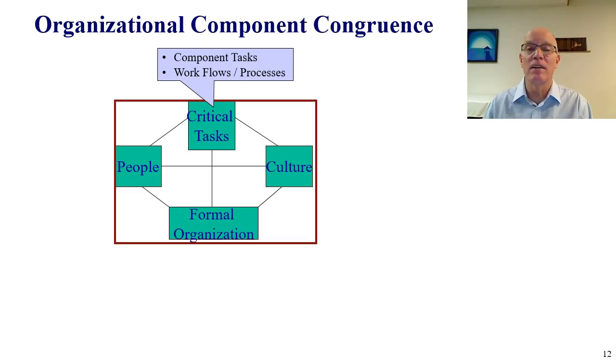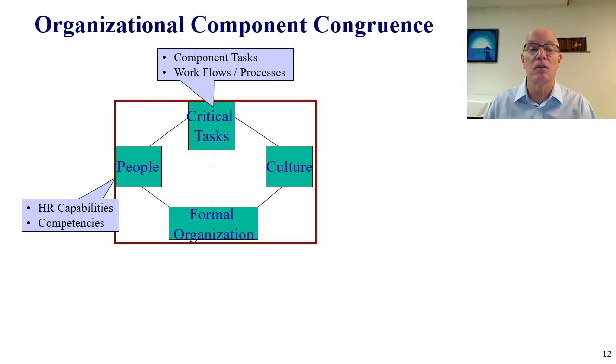So the whole idea is you have to take each of these pieces, analyze them, and then make sure they're in alignment. So critical tasks are things like component tasks, workflows, processes. And by critical tasks, typically we talk about value-added processes. In other words, if I'm doing something that's going to transform that input into something the customer wants, that's critical. If I'm doing something that's not directly associated with that, maybe it's not critical, or maybe it's something I really don't want to do anymore. And we have to look at those in the process.